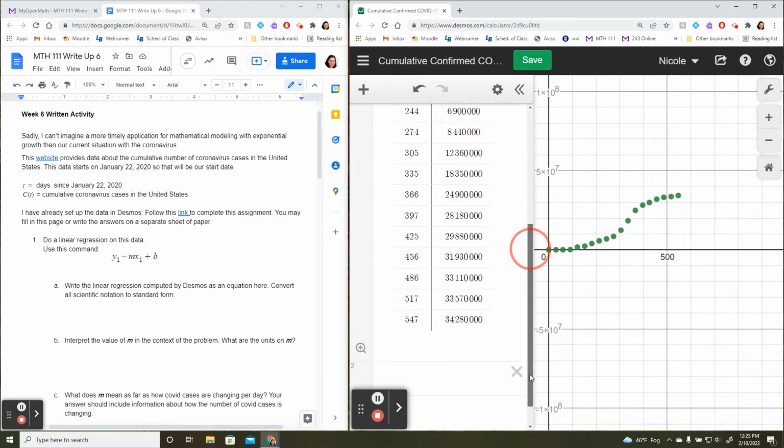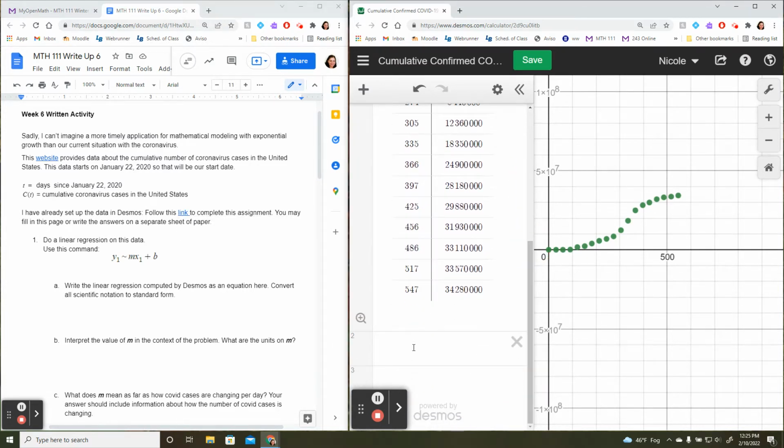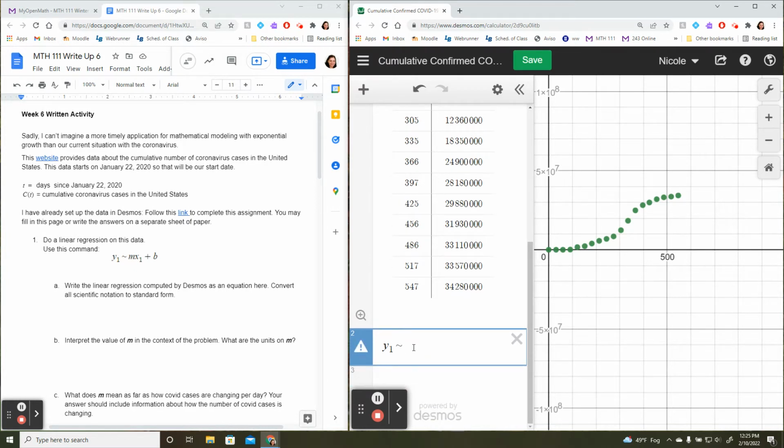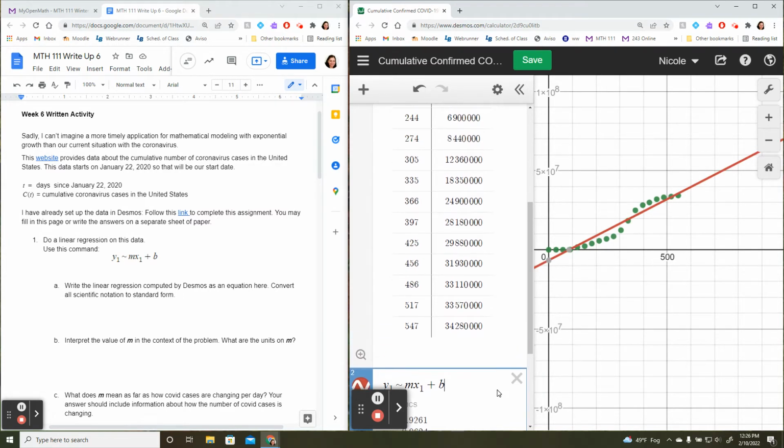When you want to do a command in Desmos, you go to this box number 2, and you literally type exactly what I typed there. So y, and then if you hit shift and underscore, it drops you down to a subscript, then 1, and then you right arrow over to get out of the subscript, and then you type a tilde, mx underscore 1 plus b. I don't want to show you my answers because I want you to do this yourself. Look, they're covered up. Isn't that handy?